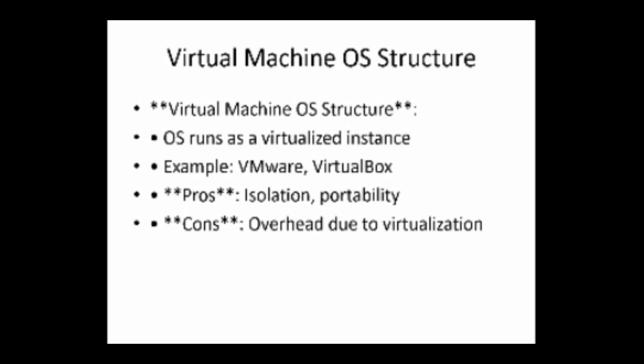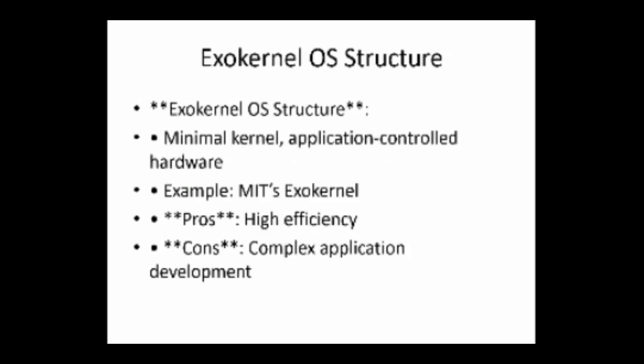Next, virtual machine OS. The OS runs as a virtualized instance. Example, VMware, VirtualBox. Pros, isolation and portability. Cons, overhead due to virtualization. So here we are creating a virtual space which is a temporary one. We can switch the OS through this VirtualBox.